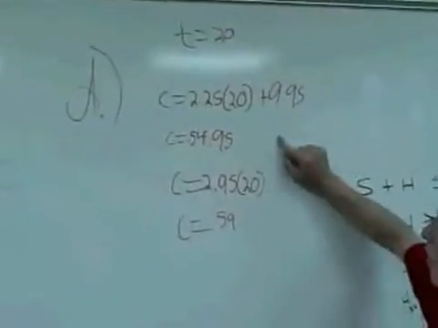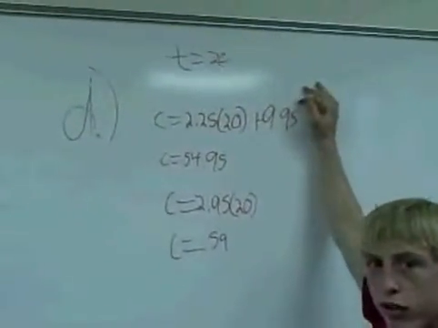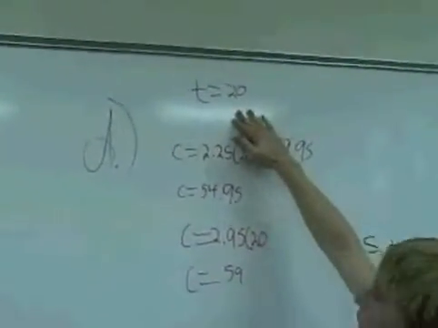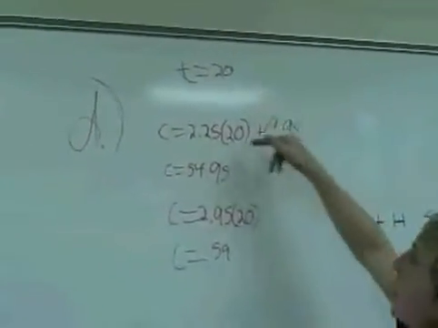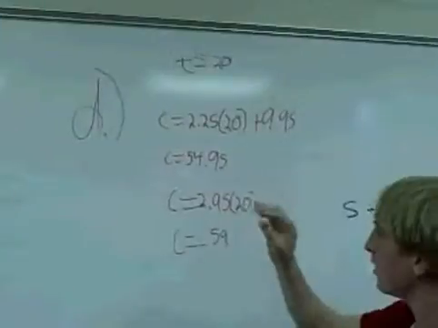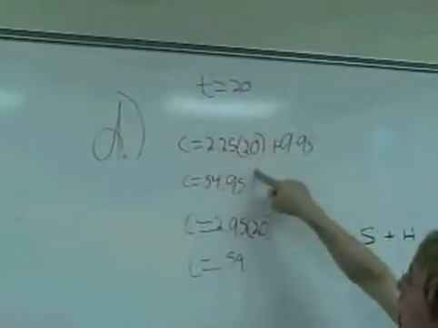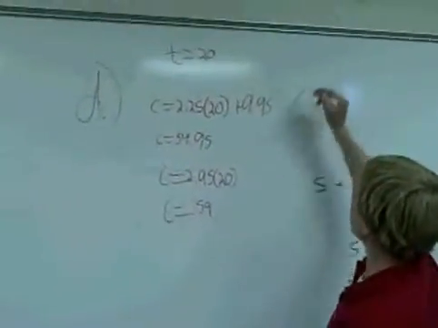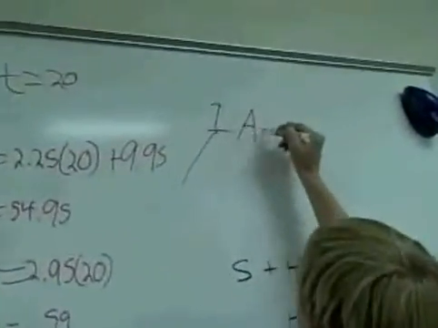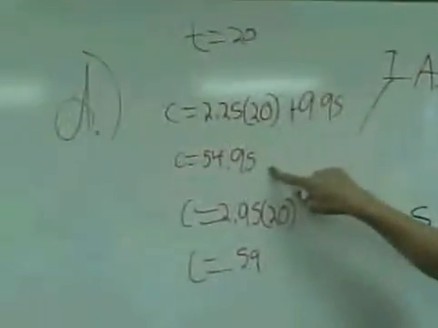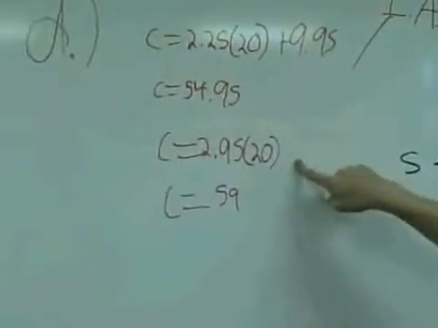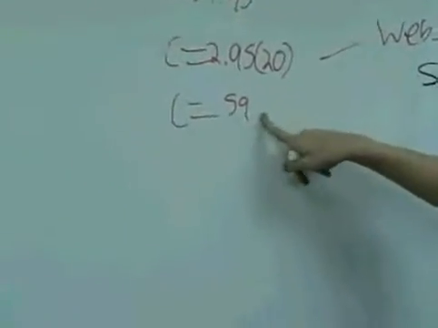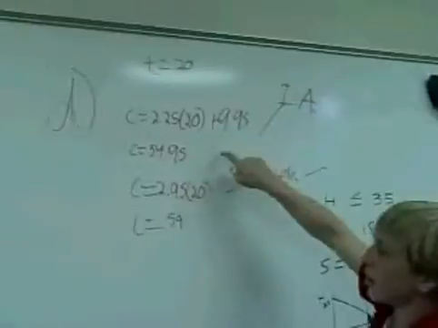Alright, so here we are prompted to figure out which company will be cheaper after 20 hours. Thus, T equals 20, and so we substitute 20 in for T on both equations, and once we solve, we find that Internet Action is $54.95, and Webster's is $59, and so we can see that Internet Action would be cheaper.